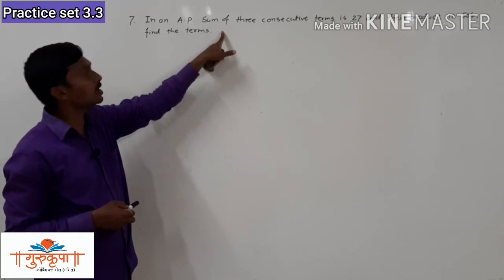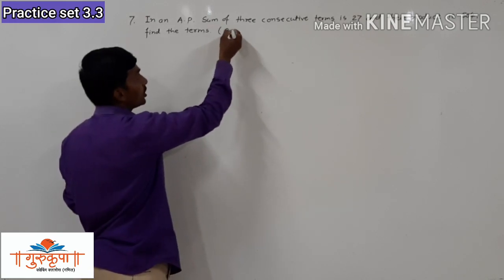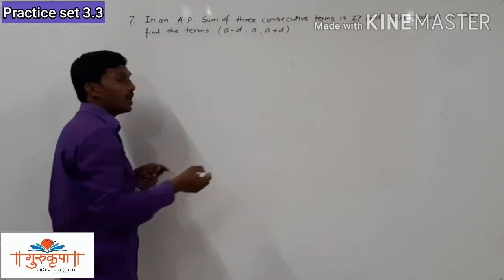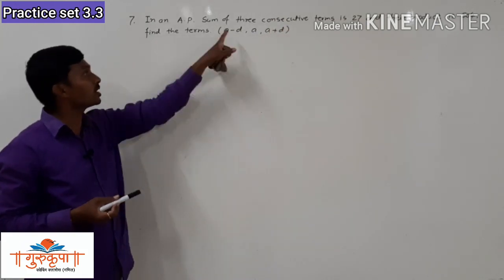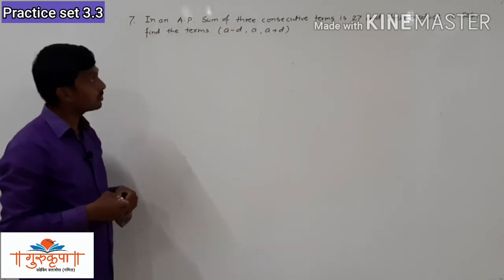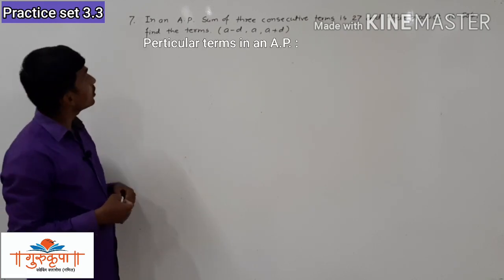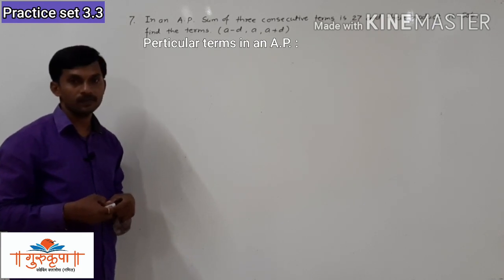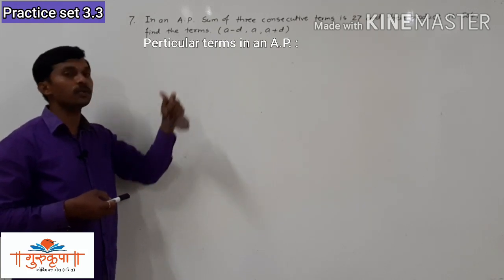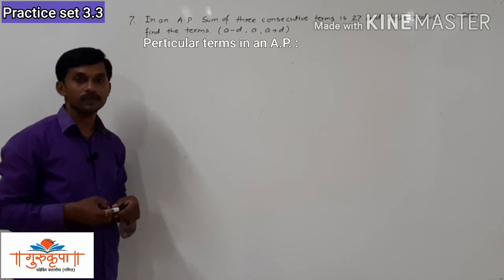Here you have given the three terms. Which three terms we have to use is given here. In the bracket you have given that a minus d, a and a plus d are the three consecutive terms. Take these three terms as the consecutive terms of that AP. But here we will discuss that concept. The name of the concept is particular terms in an AP. The concept we have to study, which is not given in the textbook, but here we have to study that concept, and the name of the concept is particular terms in an AP.